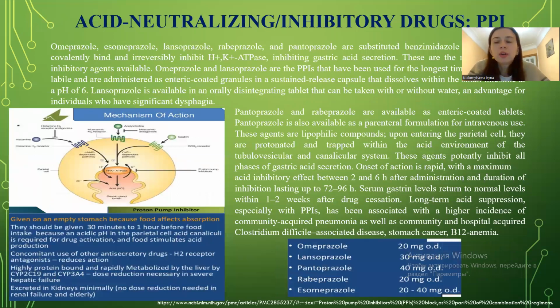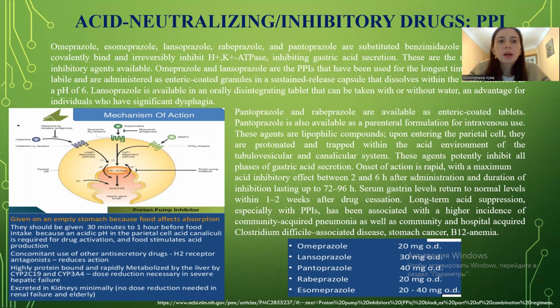Next drugs are PPIs. Omeprazole, esomeprazole, lansoprazole, and pantoprazole are substituted benzimidazole derivatives that covalently bind and irreversibly inhibit the potassium-sodium ATPase, inhibiting gastric acid secretion. They are the most potent acid inhibitor agents available. Omeprazole and lansoprazole are the PPIs that have been used for the longest time.